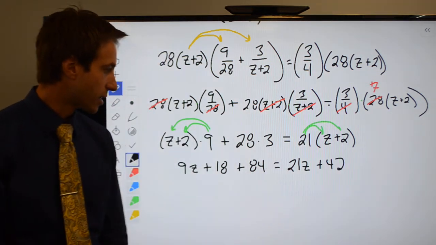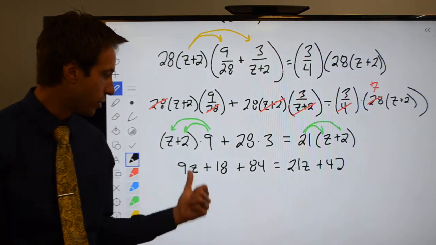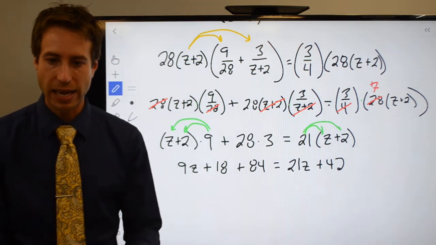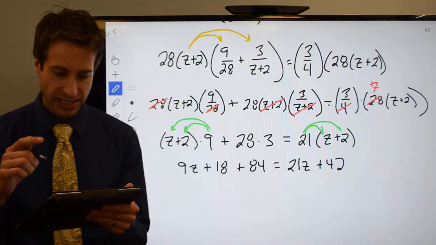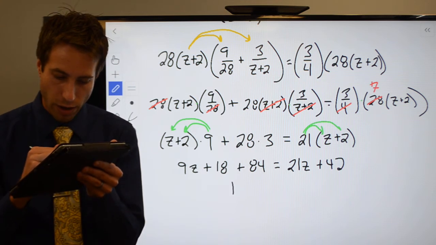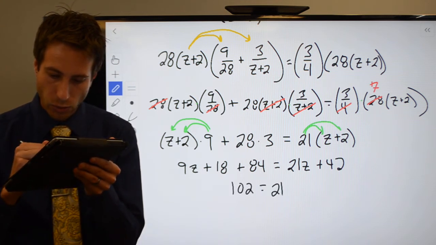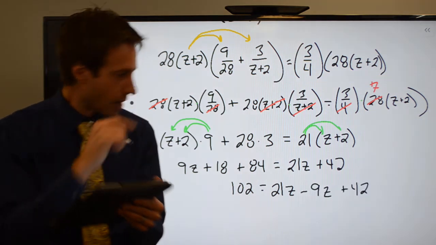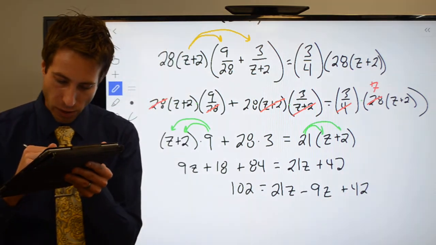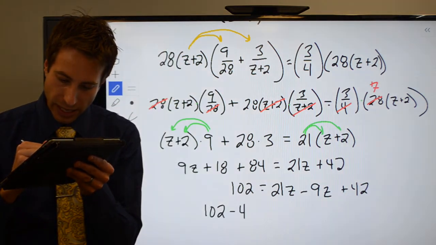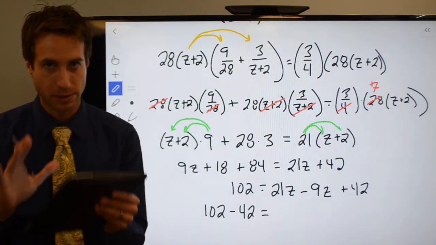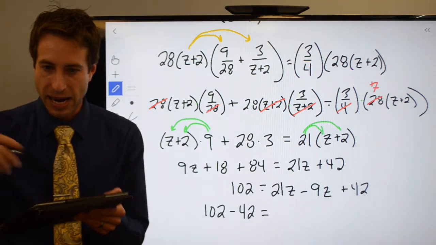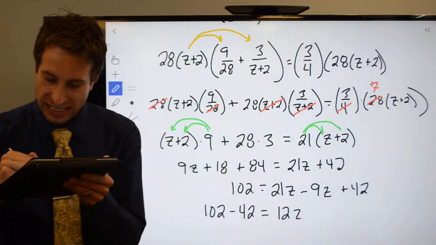Great, here we go. I need to get those z's on the same side, so the way I'm going to want to do this, I'll subtract the 9z to the other side. So what I would wind up with then is, 18 plus 84 is 102. So I have 102 is equal to 21z minus 9z, and I still have the plus 42. I'll subtract the 42 to the other side, so I'll have 102 minus 42. Again, I know I'm showing way more steps than you actually need to show. First time through, I want you to see how it goes. 21z minus 9z would be 12z.